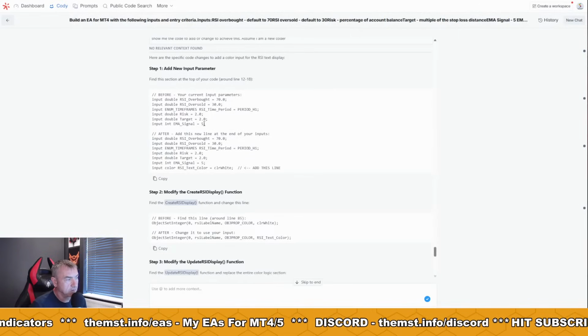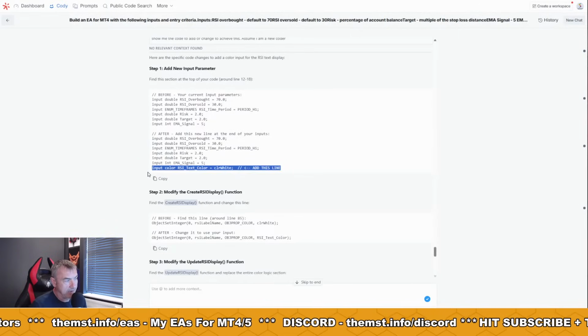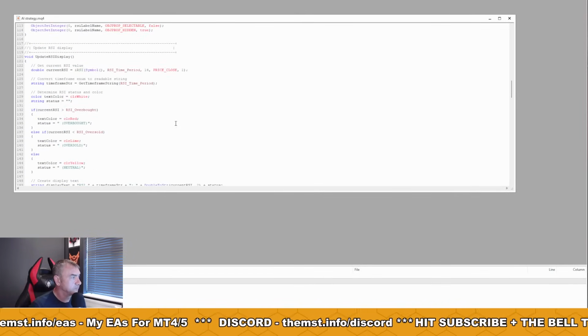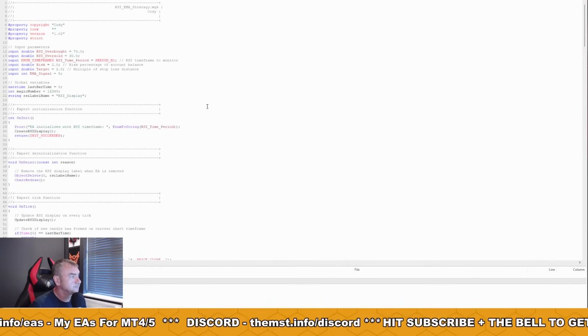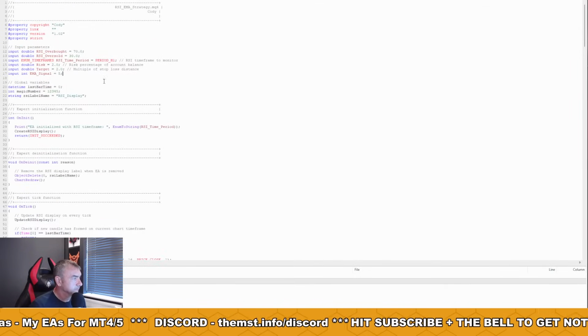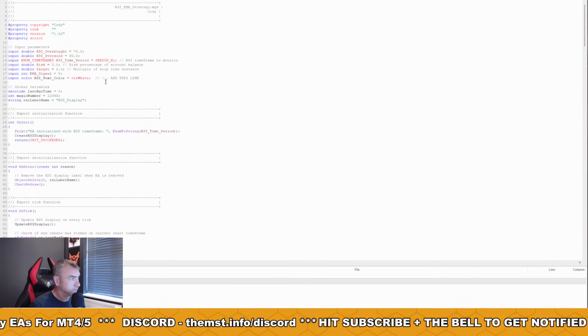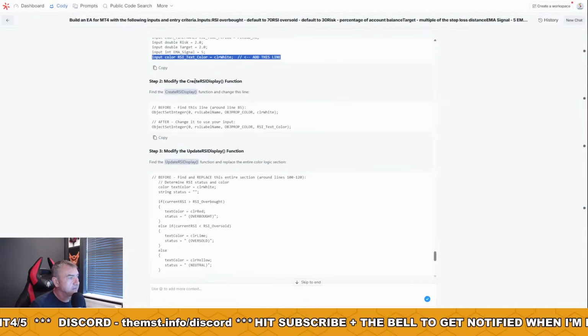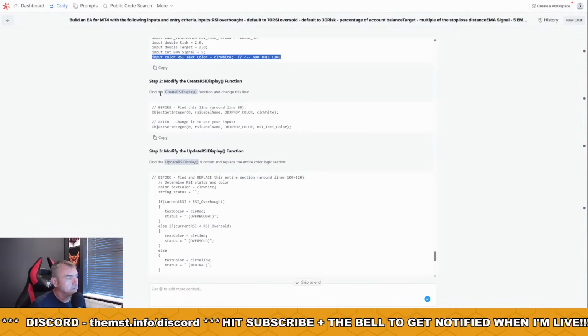So this is your old code. This is, look, add this line. Bang. There you go. So you open it up, you go up to the top of your code, add that line. Done. Easy as that. Yeah. Modify the create RSI display function.